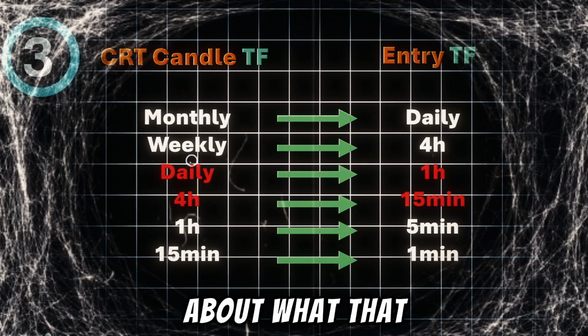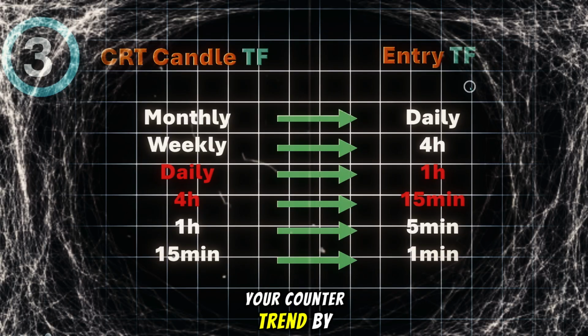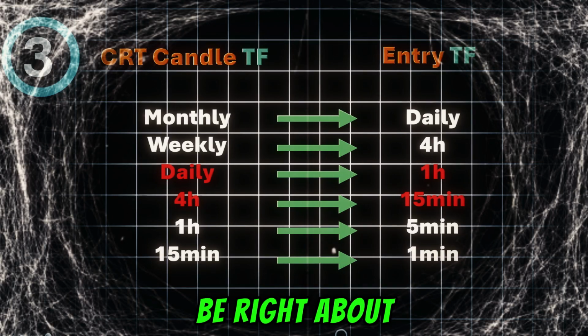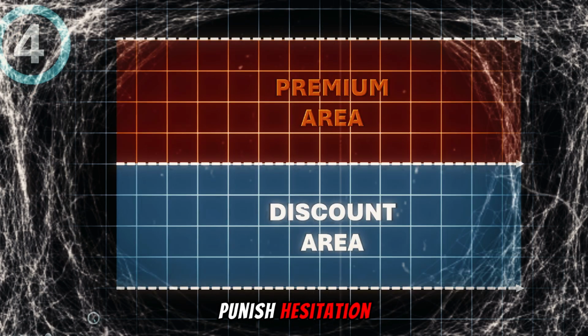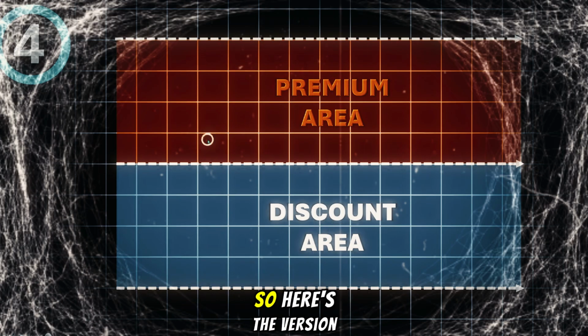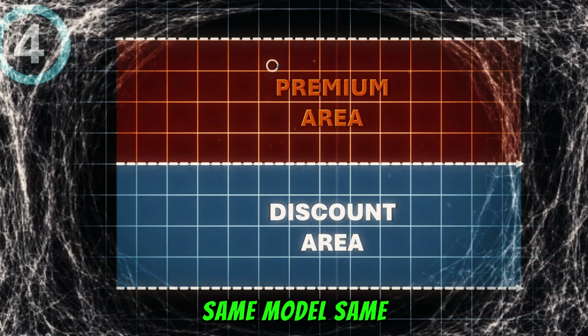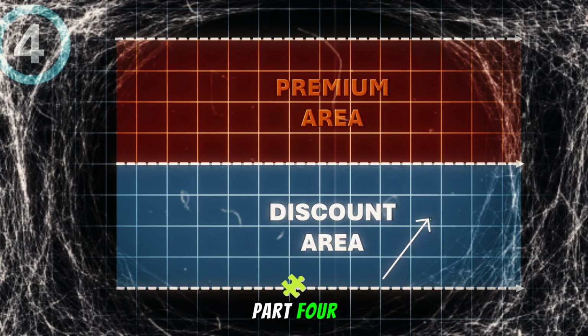But be honest about what that trade is. You're fading a move. You're counter-trend by definition, and counter-trend trades ask you to be right about timing to the minute. They work, but they punish hesitation, and they're a rough place to build confidence if you're still learning. So here's the version I'd actually give a newer trader, same model, same logic, pointed in the direction the market is already going.